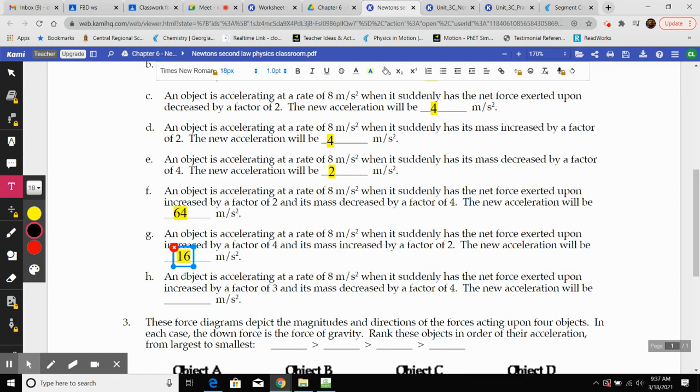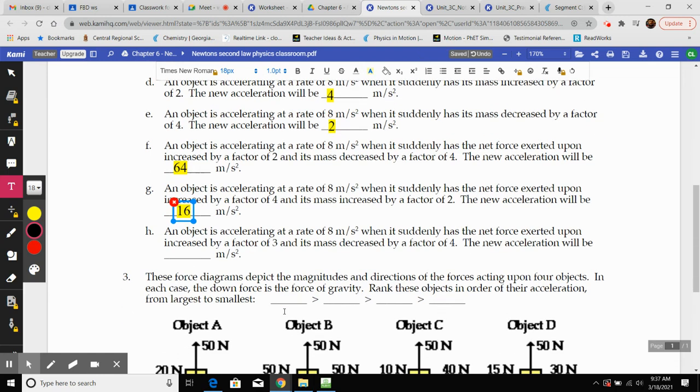Okay. What about the next one? Net force is increased by 3 and mass decreased by 4. So net force increases by 3. So what's 8 times 3? 24. Mass is decreased by 4. So we're going to multiply by 4. 96.